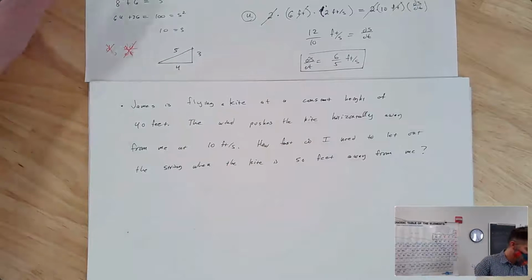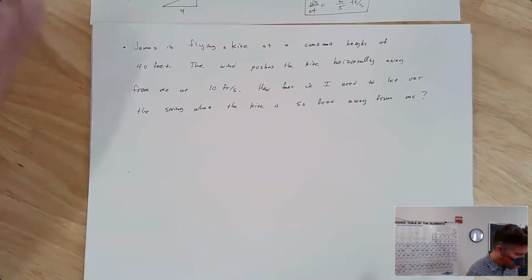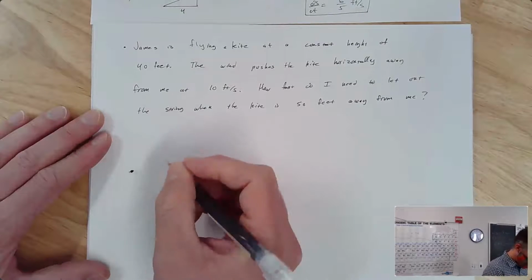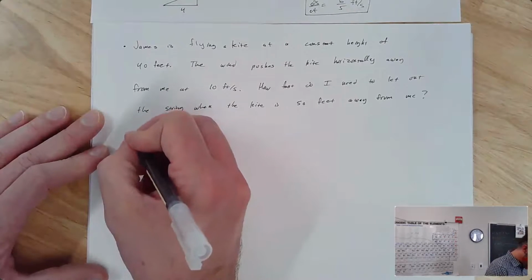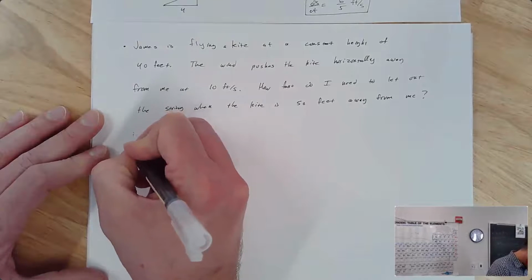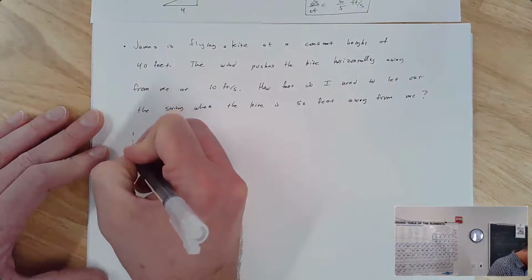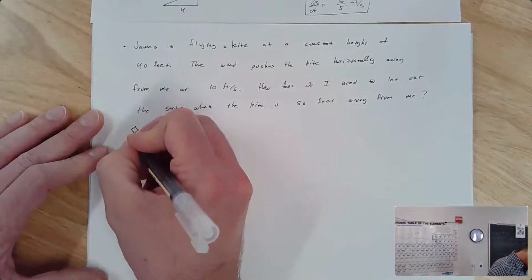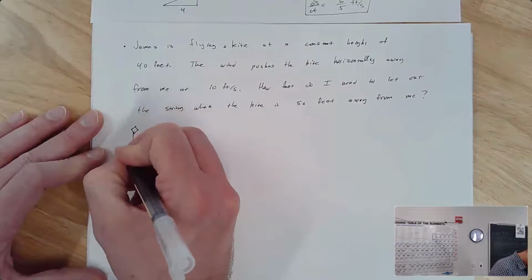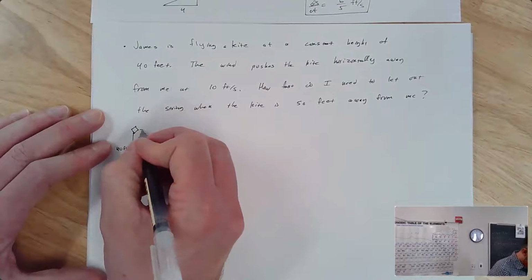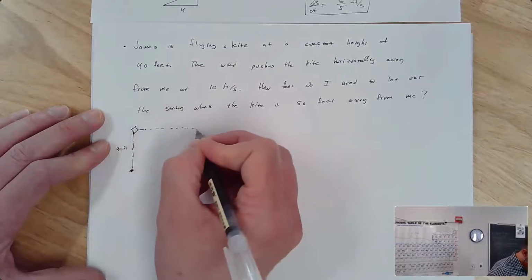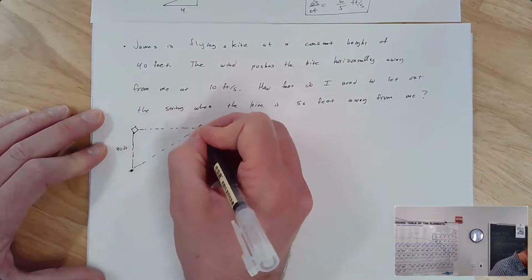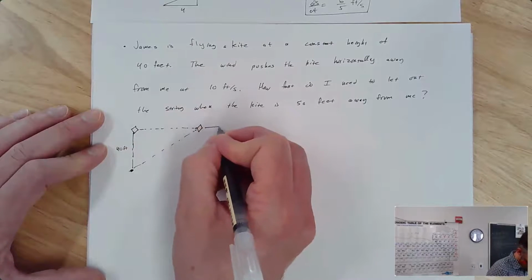Okay, let's do some labeling. Let's draw a picture before we do some labeling. So here's me and my kite. I was flying, let's say, directly overhead. So here's where my kite started, 40 feet above my head. But then it got pushed horizontally away. To some point over here. And still moving that way.